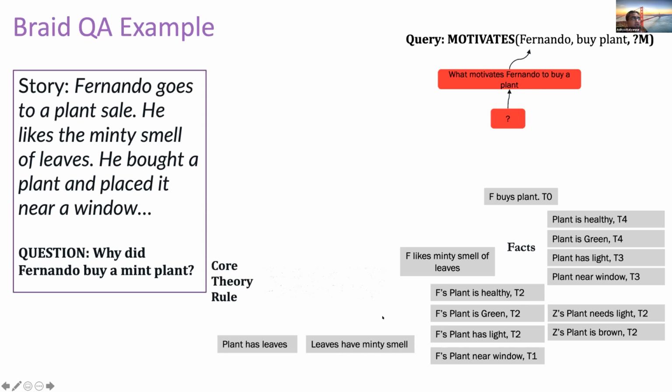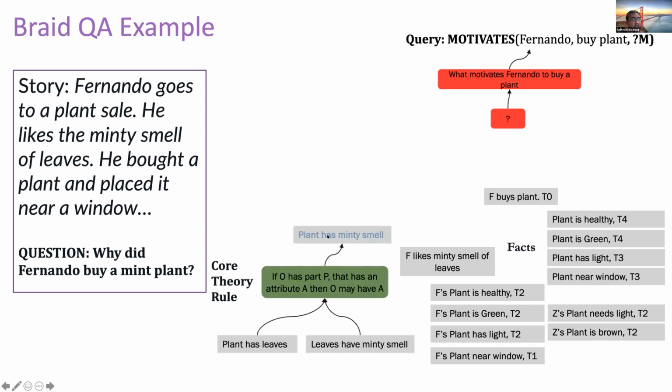And the way we connect the dots is we have rules, and some of these rules are manually encoded, but extremely general, highly fundamental rules that work across all domains. So we call these core theory rules. Like if an object has a part and that part has an attribute, then maybe the object has an attribute. So in this case, the plant has leaves, and the leaves have a minty smell. So you might deduce that the plants have a minty smell.